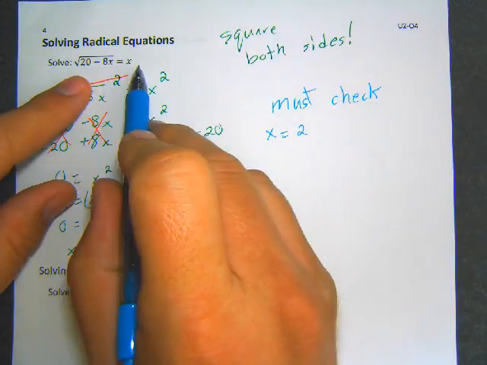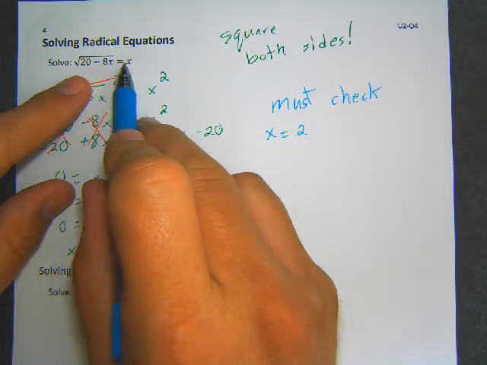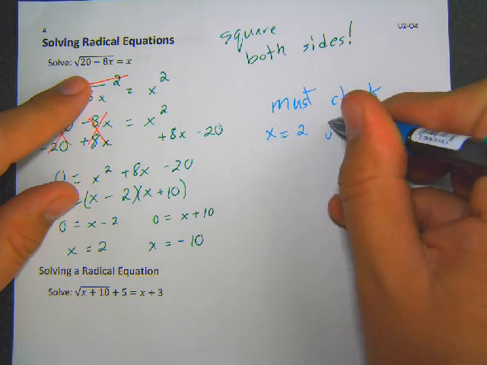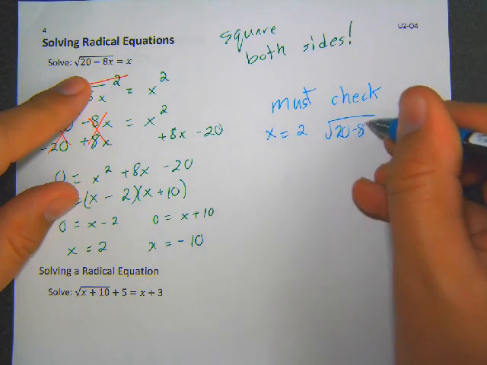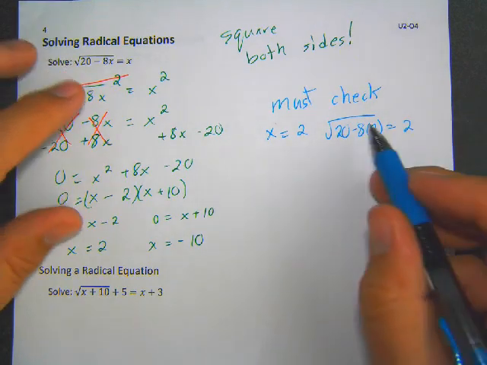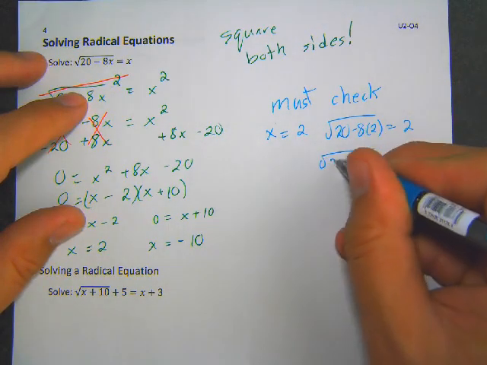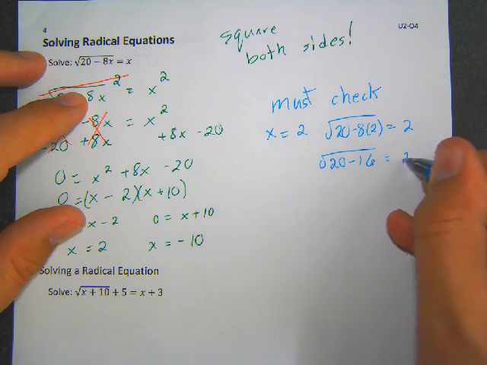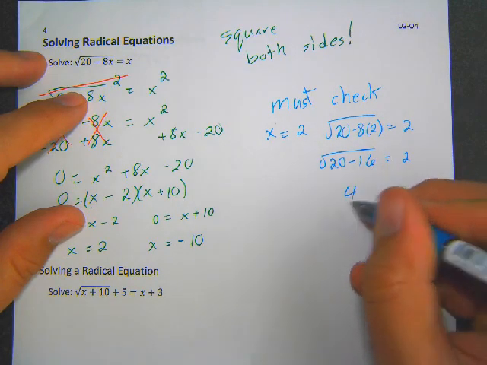So I'm going to take this equation and plug in 2 for both x's. So I get the square root of 20 minus 8 times 2 equals 2, and see if it works. So 8 times 2 is 16, so this is root of 20 minus 16 equals 2. 20 minus 16 is 4, so I get root 4 equals 2.